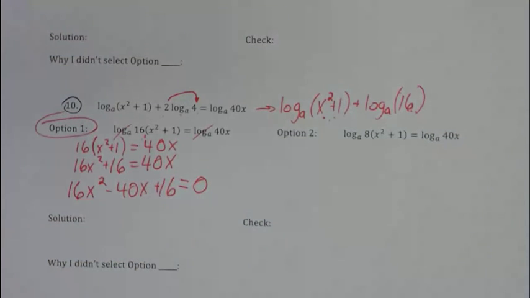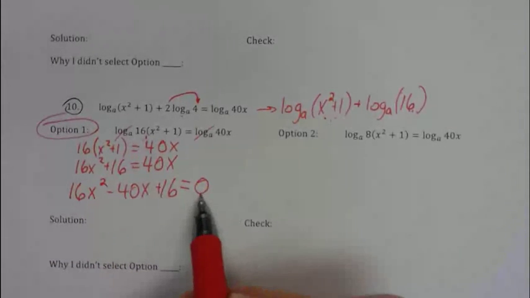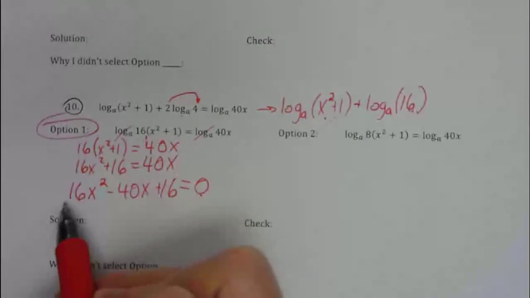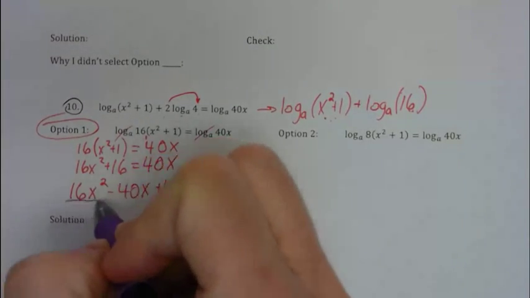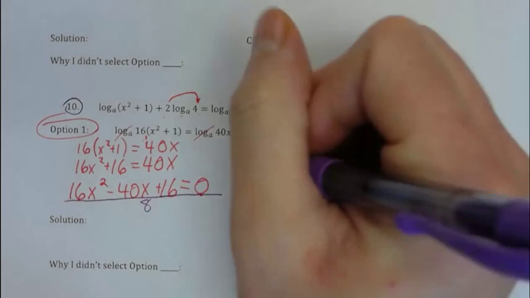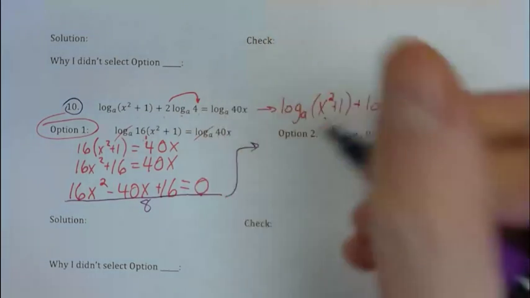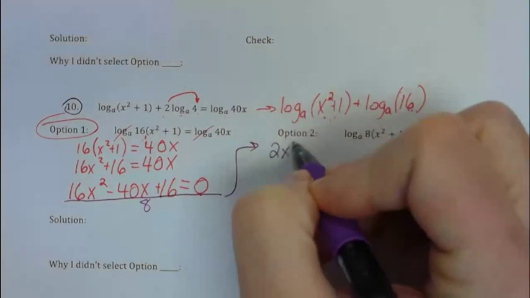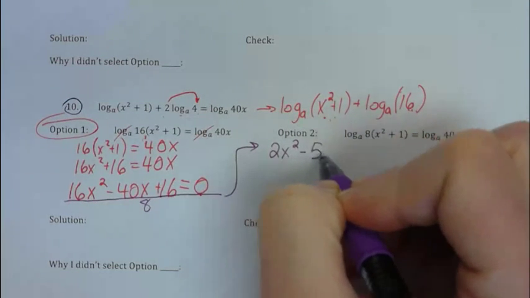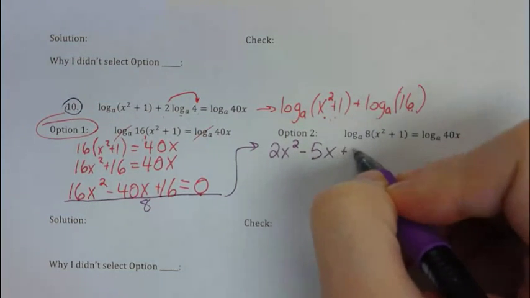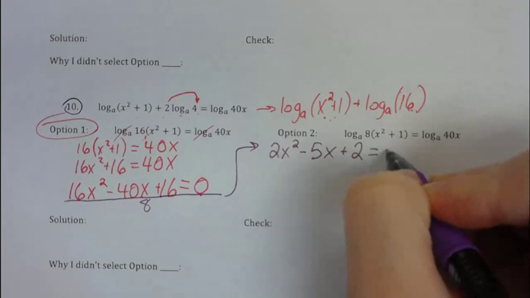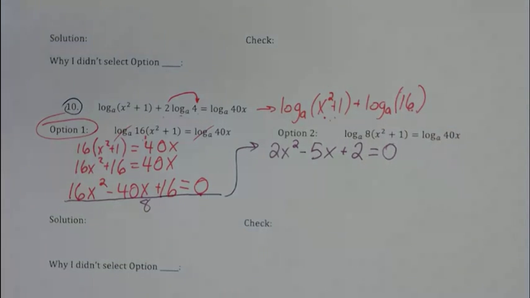So a trick to make a quadratic equation like this easier is that since 16, 40, and 16 all have 8 in common, I'm going to divide all of those pieces by 8, which basically would be dividing 0 by 8 as well. So I'm going to divide everything by 8 first. That means that I would have 2x squared minus 5x plus 2 equal to 0.